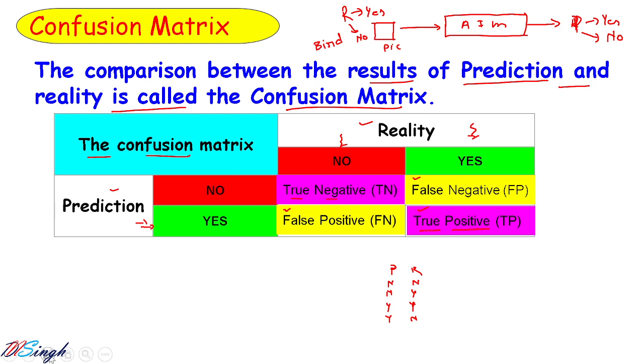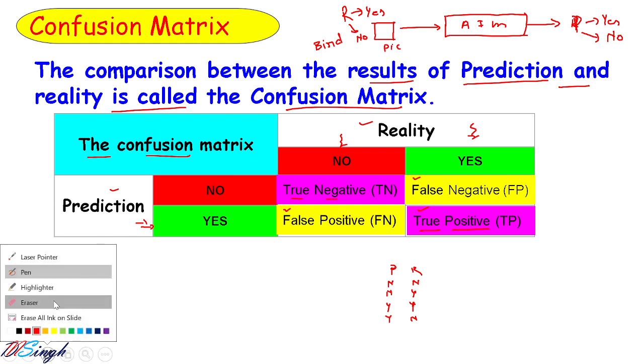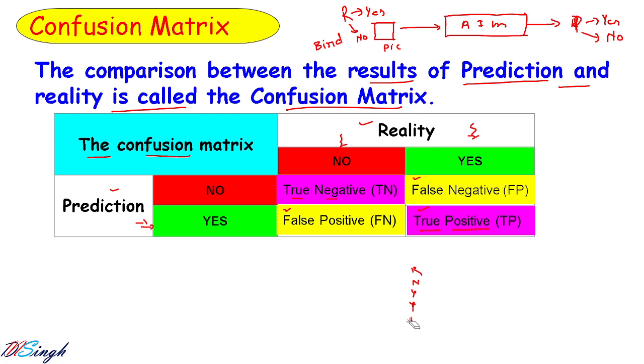Let me erase some of the ink from this slide. Okay, so I will choose the eraser and remove this ink. So this is our complete confusion matrix. Based on that confusion matrix, how can we write the formulas for our evaluation parameters like accuracy, recall, precision, and F1 score? That we need to see.